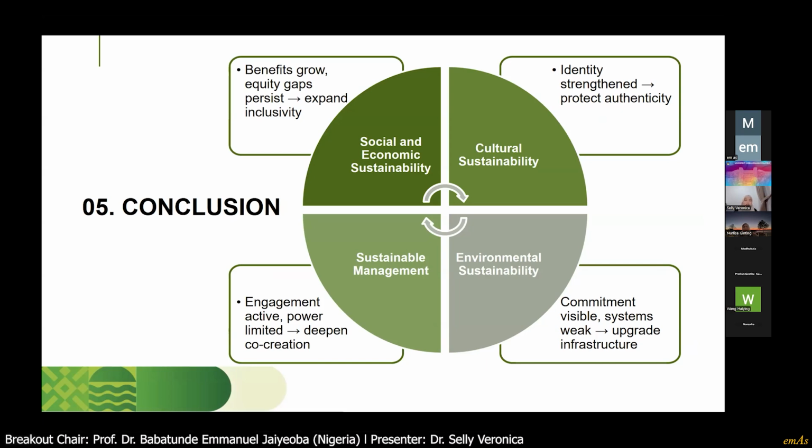I separate the conclusion based on the four elements of sustainable tourism. In the social and economic sustainability, we need to maintain the benefit of the growth and make it more inclusive, to expand the impact not only to those affiliated with some groups, but also to the community running their own business. And for sustainable management, the power needs to be limited, to make the participation of the local communities more inclusive.